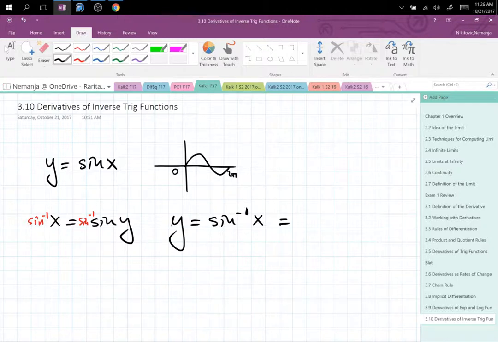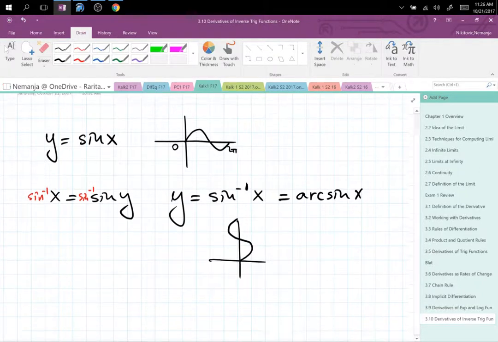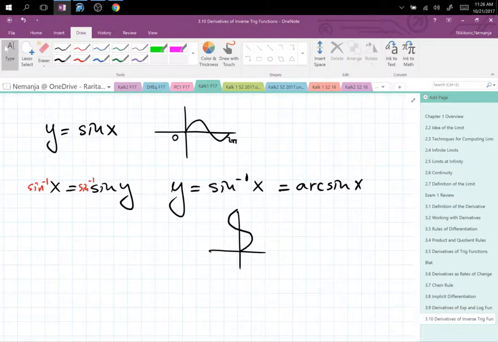Those of you from other countries and different education, probably you've seen it this way also, arc sine of x, which is much better notation than the negative one. So that would be the inverse, and then the associated graph would be like this. Now we immediately see the issue. Well, we've seen the issue earlier. The horizontal line test fails, which means that the inverse is not a function.